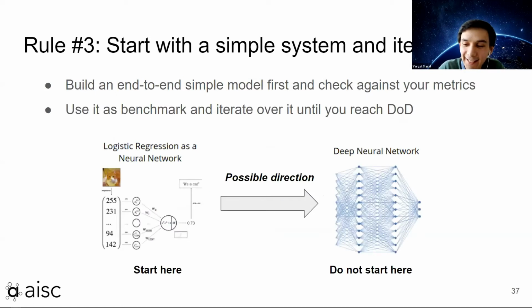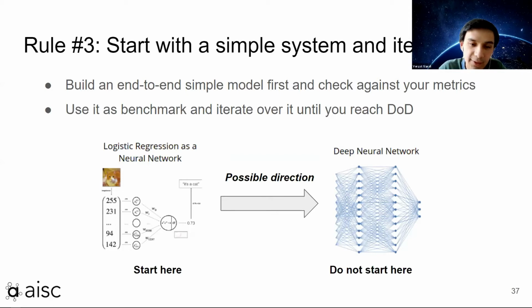Rule number 3, I guess this is explanatory, but start with a simple system first and then iterate on top of that. So try to build end-to-end simple models and then check against your innovation metric. Use that as a benchmark and then iterate until you reach the definition of done. So start on the left, don't start on the right. Why I say it's a possible direction is because if at some point you reach a definition of done, and you don't use an LSTM, but it's XGBoost, then you're done until the next engagement or until the new subscription or the renewal of the subscription or whatnot.